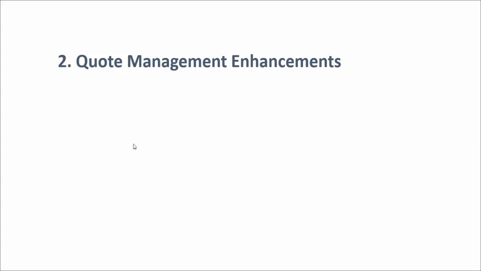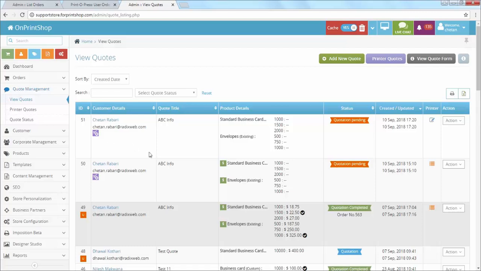our second feature in OnPrintShop version 6.3 is this one, quote manager enhancement, where first of all we can duplicate the quote request. So whatever quote request you are getting, for example, let's say this is the quote which I have got from my customer in the past, and now if I want to duplicate it for some reason, maybe a customer wants to have the same quotation again, or they don't want to requote it from their end, or whatever reason, that particular thing you can do from here.